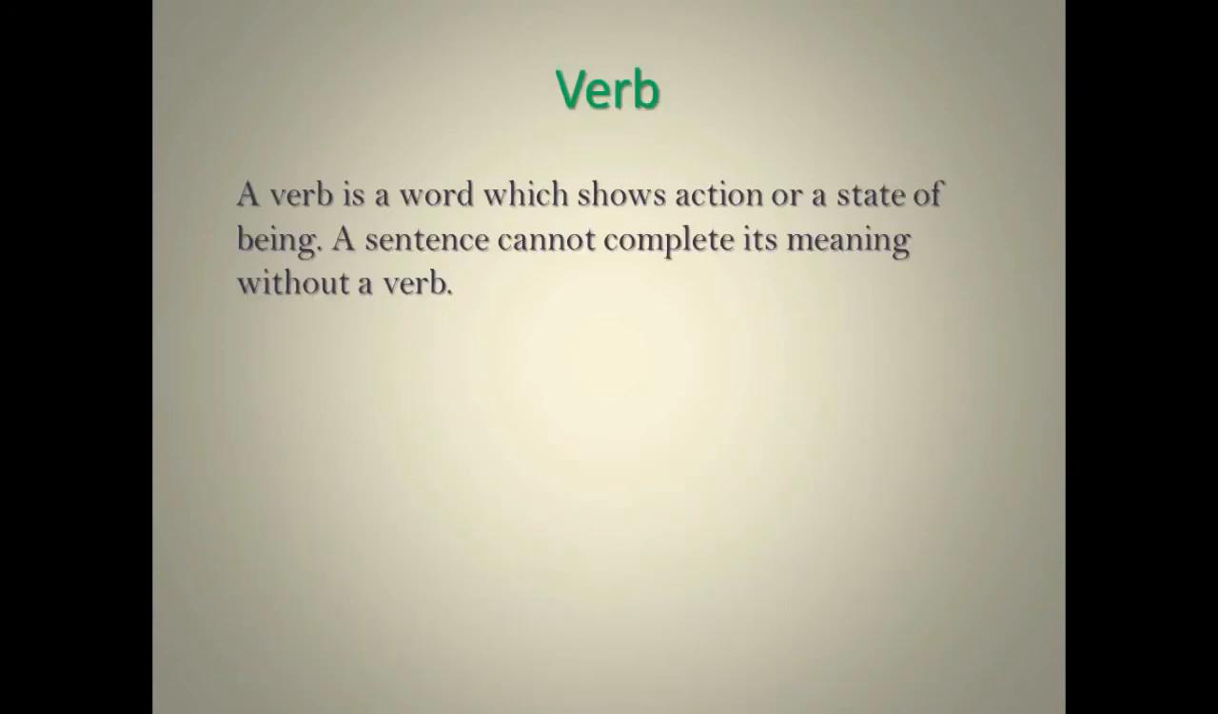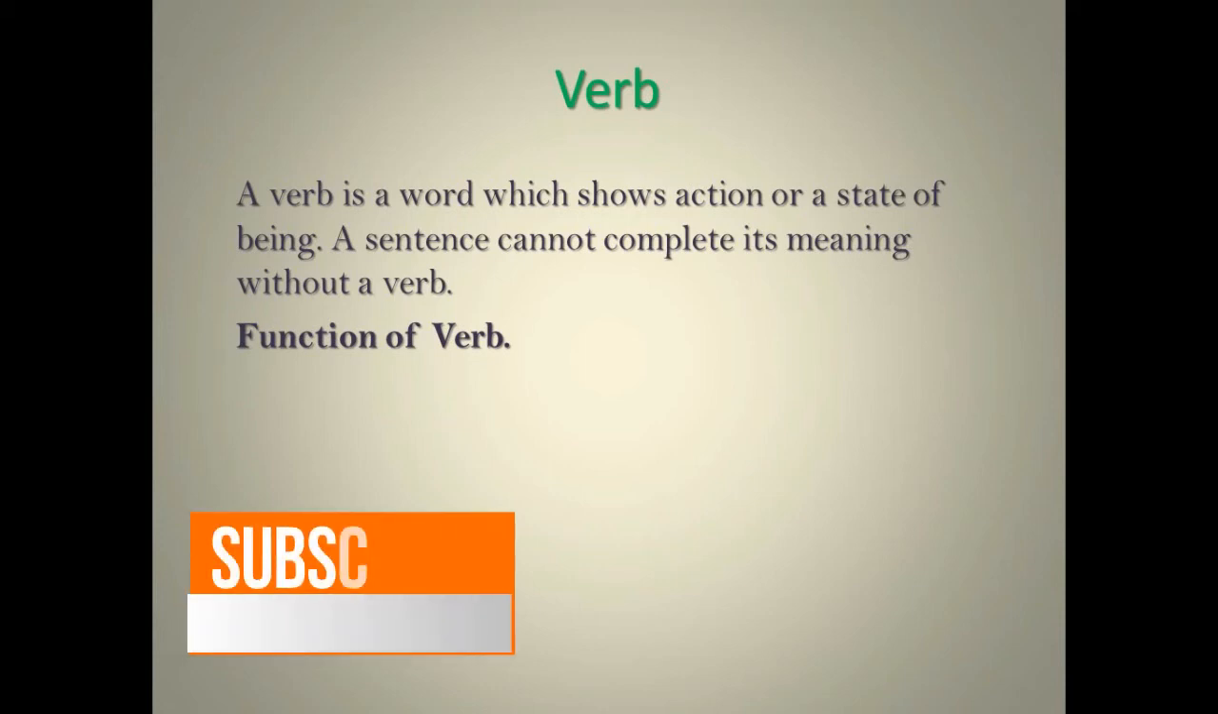Now we'll start verbs. A verb is a word which shows an action or a state of being. A sentence cannot complete its meaning without a verb. So without a verb we cannot complete a sentence. Before going to the functions of verbs, in a book you can see examples: the king had a chariot, the boy is reading carefully, I shall have completed. All those bold words are verbs.